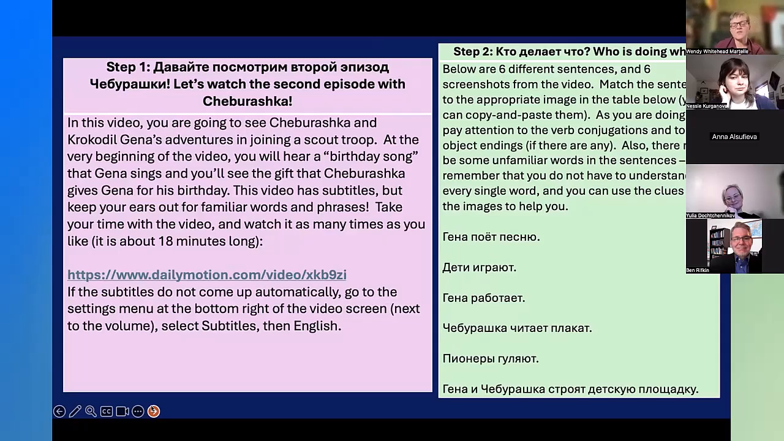This video I found has subtitles, but I asked them to see if they could recognize some keywords and phrases. Similar to the first task, I took different screenshots of this second video, but I had them match the sentence with the activity. So, Gienna поет песню, he's singing a song. Which image matches up with him singing a song, or the children playing, or Cheburashka reading a sign, etc.